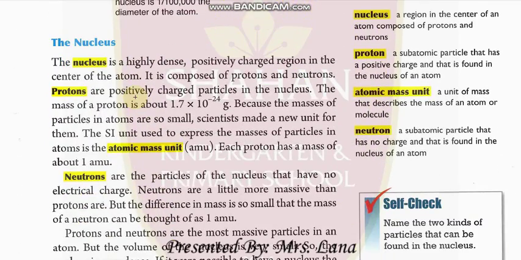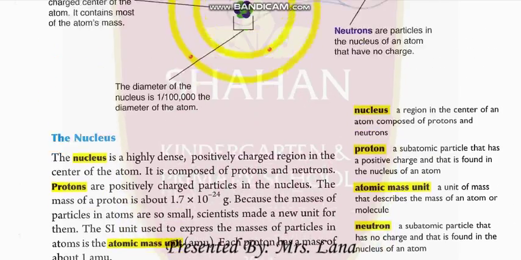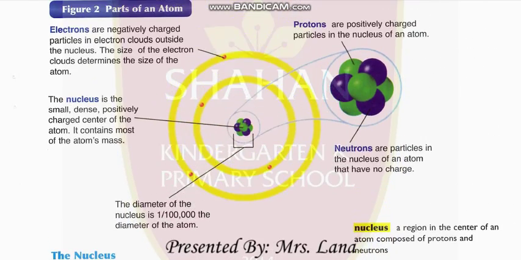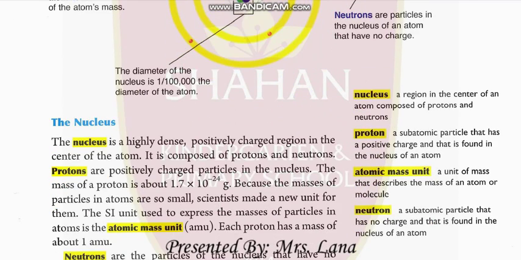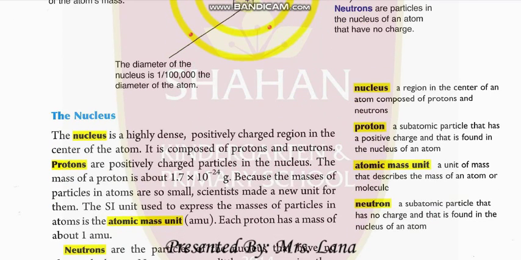We have the nucleus, as I showed you in figure number 2. This is the atom nucleus. Inside the nucleus you have protons and neutrons; the nucleus is a region in the center of an atom composed of protons and neutrons. And what is a proton? Protons are subatomic particles that have a positive charge and are found in the nucleus of an atom.